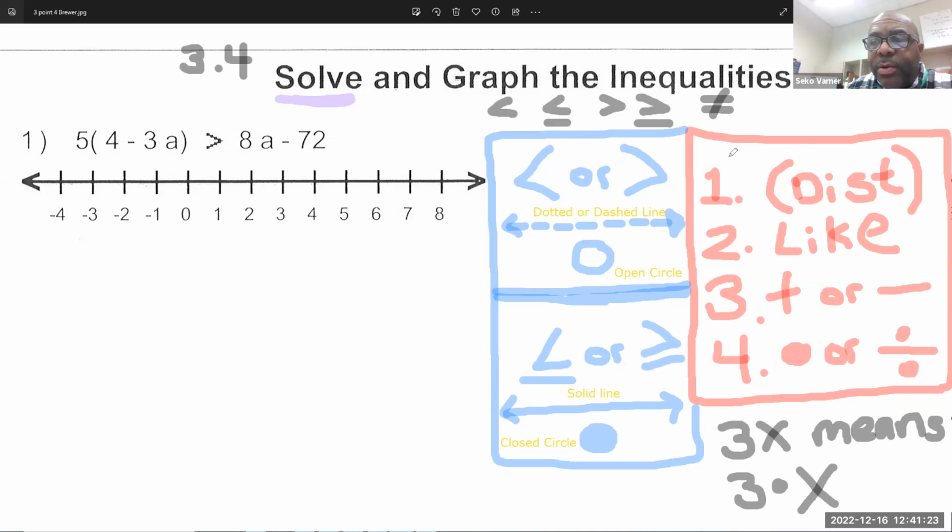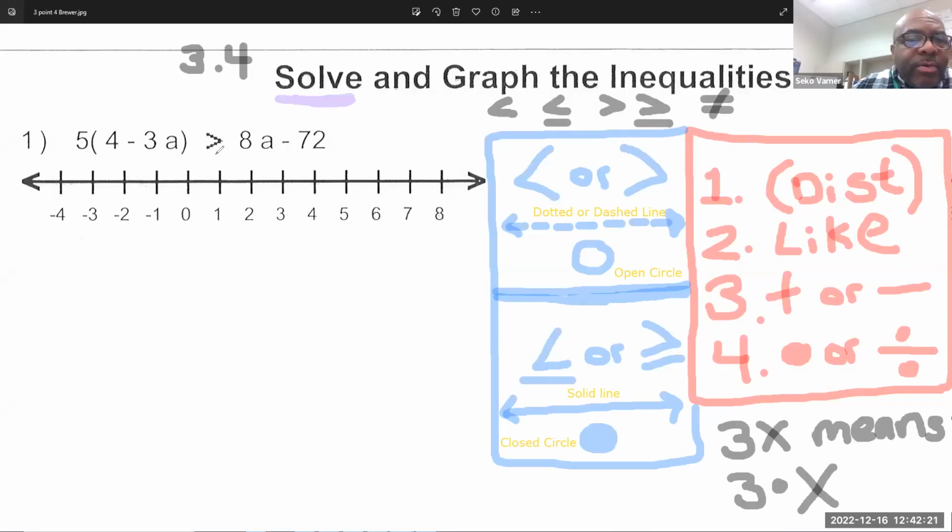Distribution, and you're only going to worry about distribution whenever you see the parentheses, all right? Combine like terms, we'll talk a little more about that. You'll see that as we go along. And here you're going to undo with addition and subtraction. Now, the opposite of addition is subtraction, right? And last one, undo with multiplication or division. The opposite of multiplication is division. So let's go here. All right, watch this.